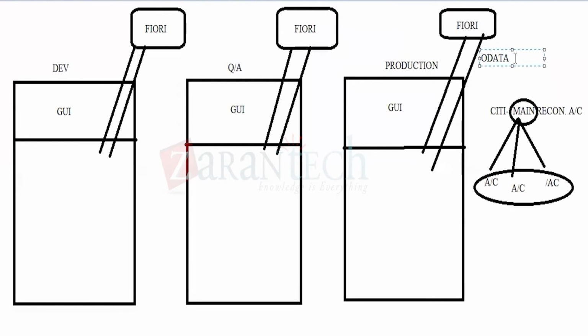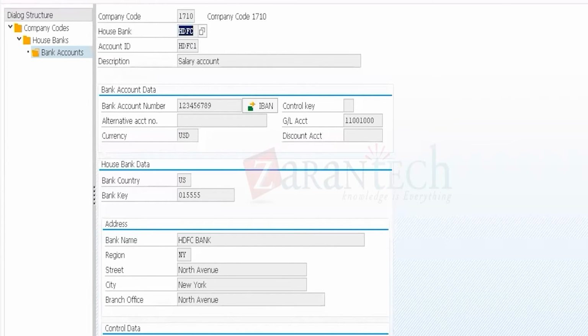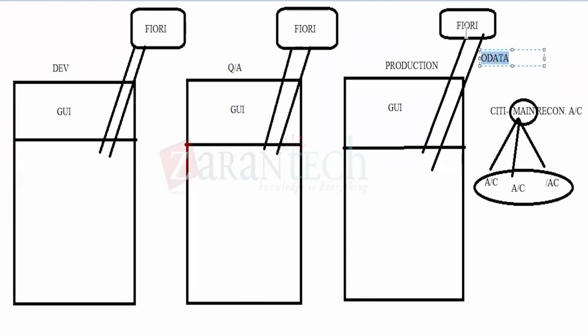If the OData connectivity is not established between the Fiori and your application, then the data will not flow from the Fiori to your application. So if I see that the bank account ID was created, then you have to understand that the Fiori is connected to your application. The application is nothing but your S4 core application. This is your application, very, very important.